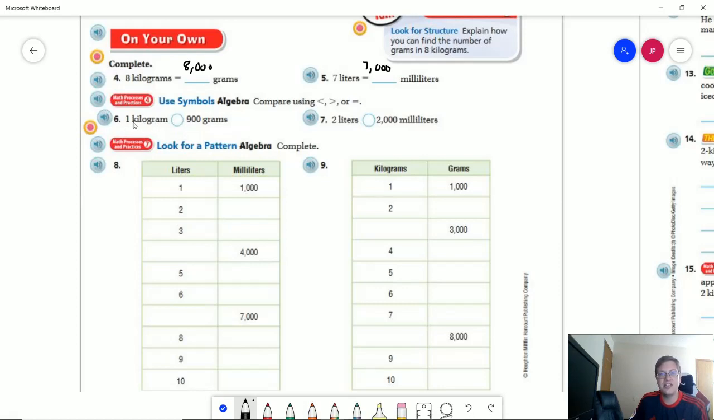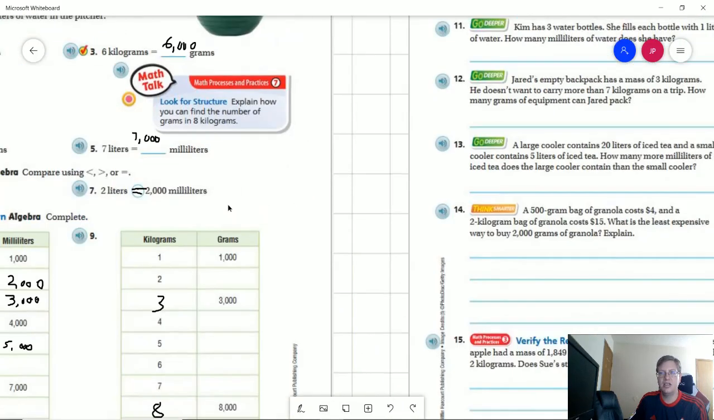So 1,000 grams in a kilogram is going to be greater than 900 grams. 2,000 milliliters on this side, 2,000 milliliters on this side is equal. And then filling out the chart, we're just counting by ones, going down the left-hand side, and then we are multiplying by 1,000 to get our other numbers. So this part, again, fairly easy. And just pretend I did the rest of that. I'm not going to spend the extra time for that.